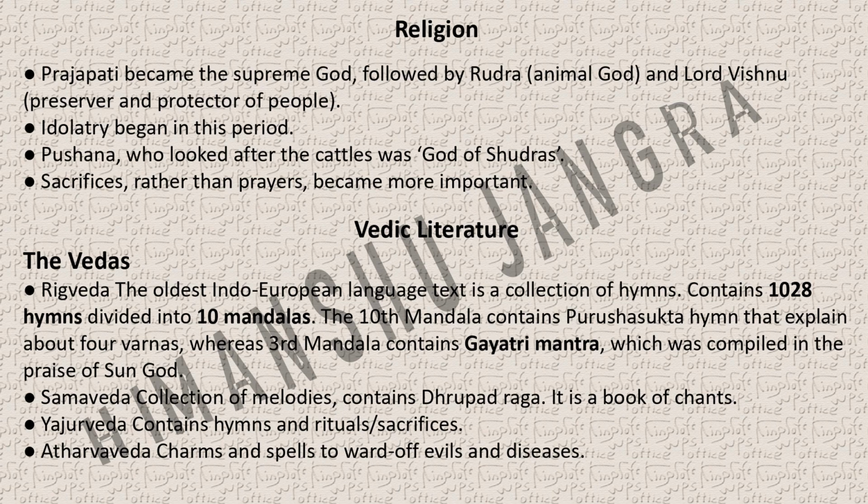Samaveda, collection of melodies, contains Dhrupad raga. It is a book of chants. Yajurveda contains hymns and rituals/sacrifices. Atharvaveda, charms and spells to ward off evils and diseases.